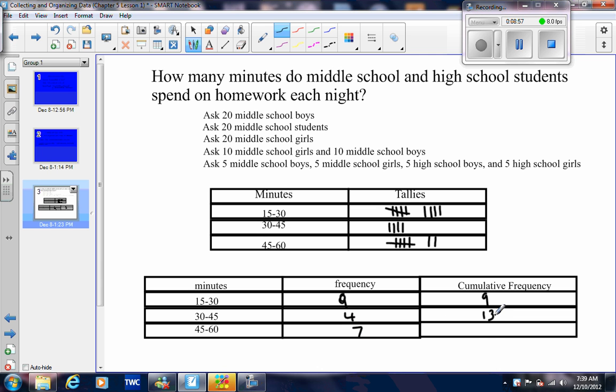And again, we add that on. So we took 9, we added on 4 to get 13. Now we add on 7 to get 20. So this is called a cumulative frequency table. Cumulative means it just continues to add on and add on. If the table was longer, we would just continue to add right on to this cumulative frequency area.